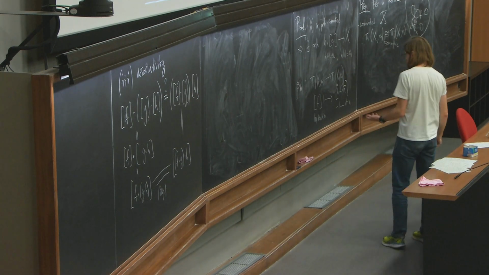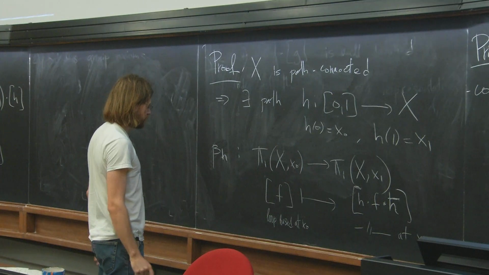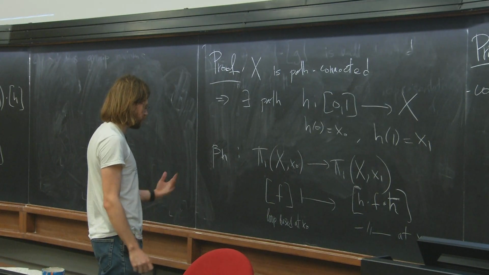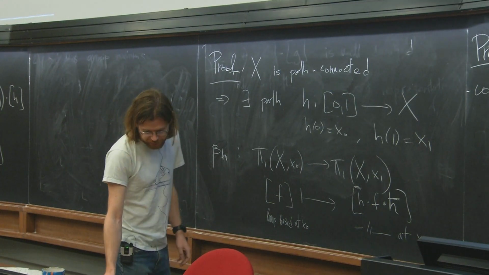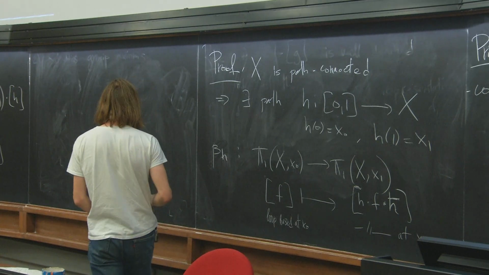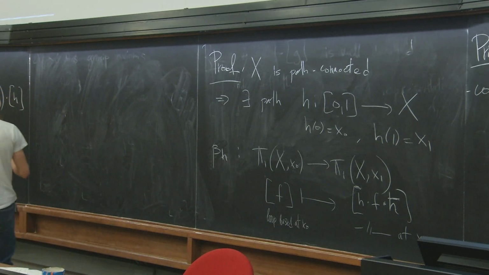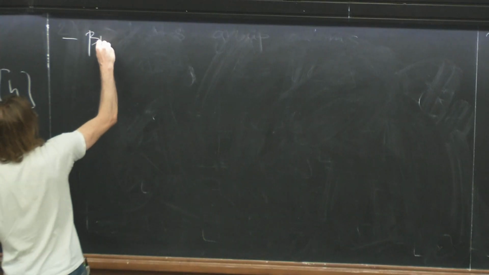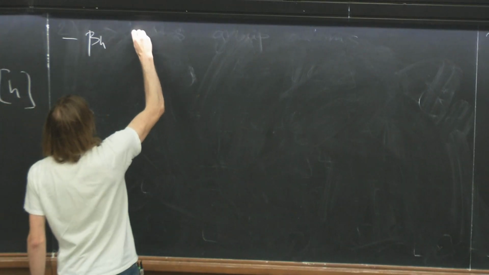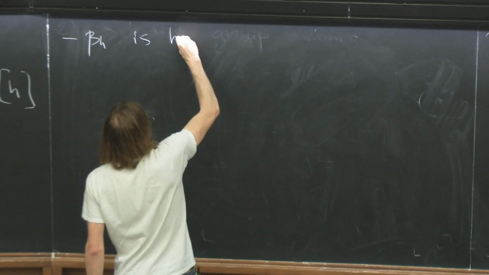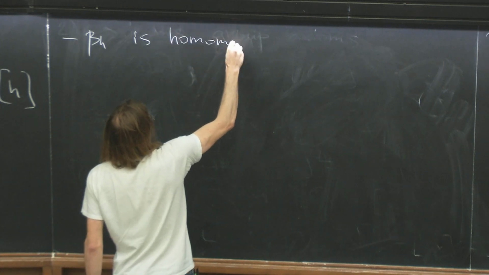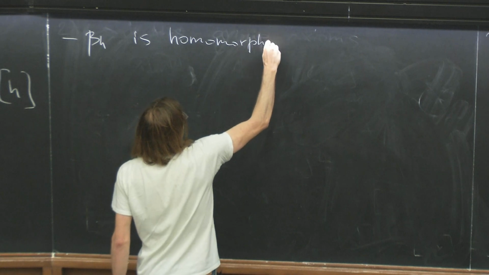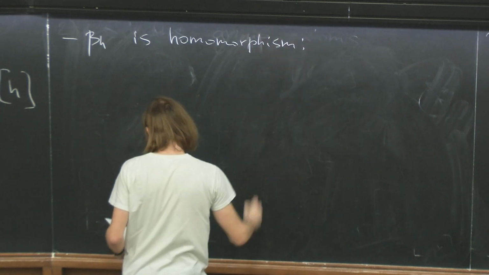So first we want to show that this is a homomorphism, so it respects the group structure, and then we need to show that it has an inverse. From it, it will follow that it's necessarily an isomorphism. So first, we check that this is a homomorphism. It respects the group structure.